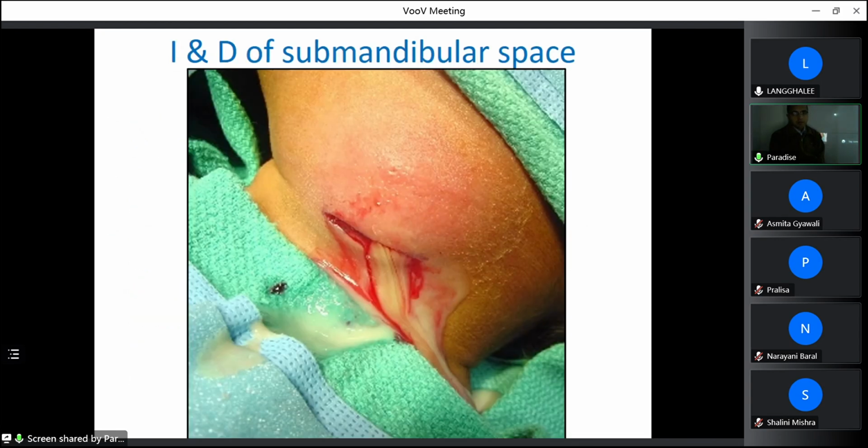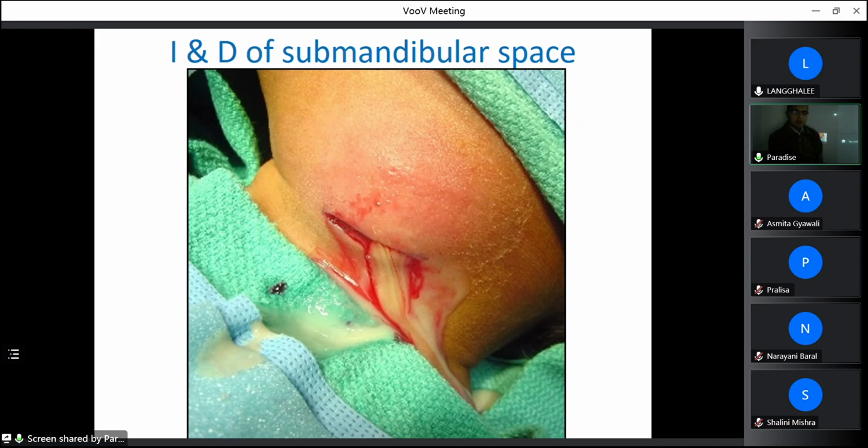Incision and drainage of submandibular space. If there is accumulation of pus in the submandibular space, you have to give the incision below the lower border of mandible, about 2 centimeters medial to the lower border of mandible. You have to give the incision only over the skin. Before giving the incision, you have to apply local anesthesia. You have to infiltrate the local anesthesia over the skin. Then give the incision only over the skin. Don't try to penetrate the blade because you may cut other anatomical structures.